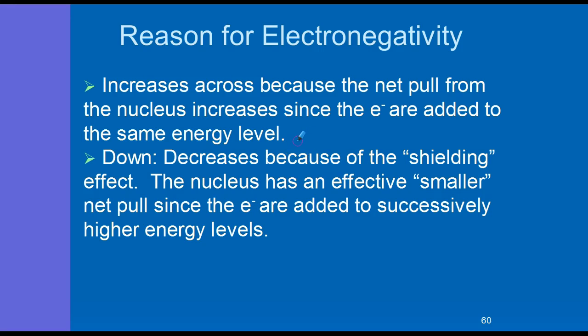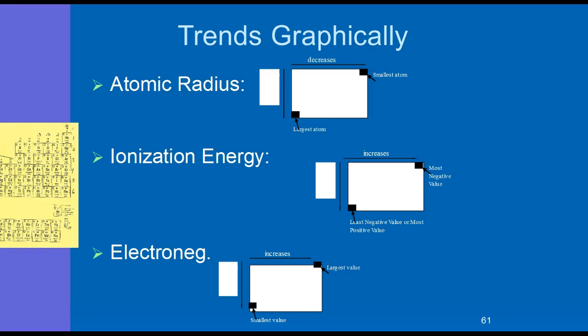So fluorine on the periodic table has a lot of electronegativity, has much more protons in the nucleus, and it can hold those electrons in its second energy level shell pretty closely. So as you go down, electronegativity decreases, or the love for the electrons, because of the shielding effect. The nucleus has an effective smaller net pull since the electrons are added to successively higher energy levels.